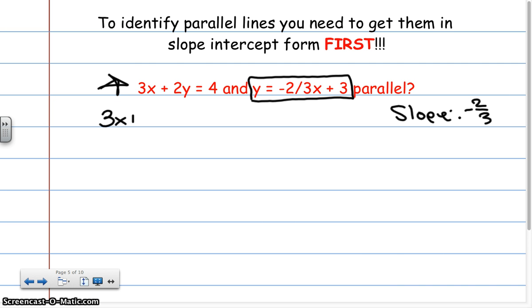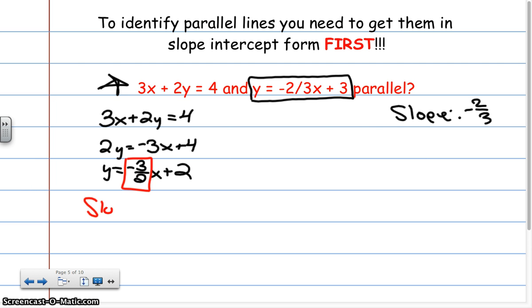So I have 3x plus 2y equals 4. Move my 3x by subtracting it. I get 2y is a negative 3x plus 4. That's me subtracting that 3x. Now divide everything by 2. Y is equal to a negative 3/2 x plus 2. Are they parallel or not? They are not parallel because this slope is negative 3/2, and it does not equal the slope of negative 2/3. So they are not parallel.